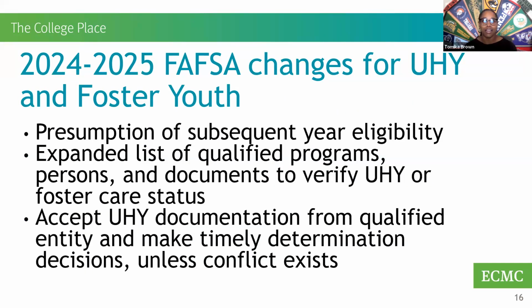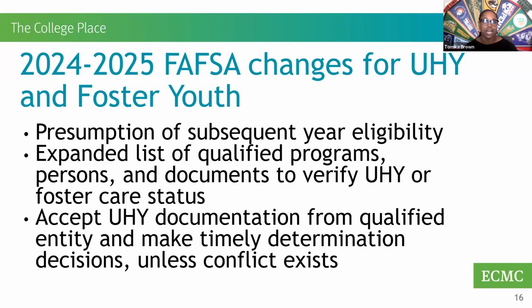Here are the anticipated changes from the FAFSA that we expect to be impactful to unaccompanied homeless youth and foster youth. One, the presumption of subsequent year eligibility. So in years past, students who got professional judgment from financial aid administrators at their college in order to be given the independent status had to go through the process all over again every year to get the independent status.